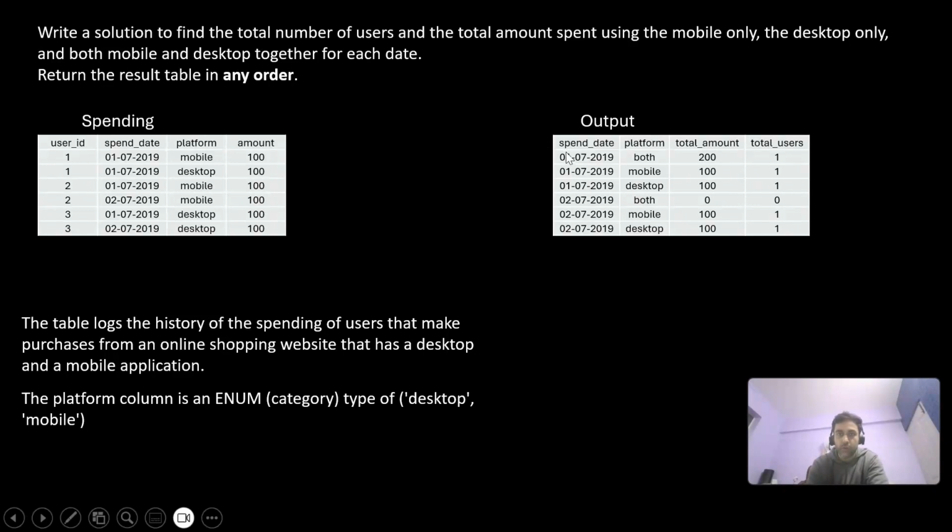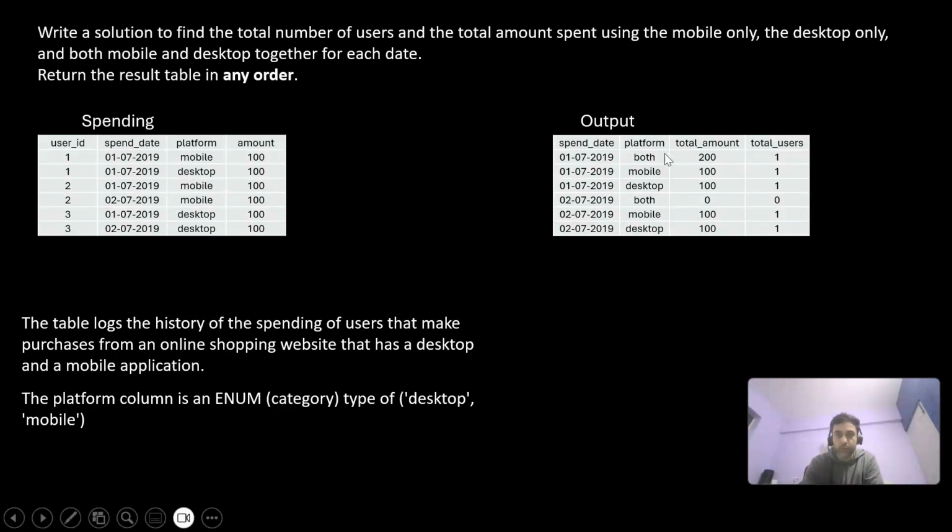This is the sample output, if you can see. We have the spend date, and on this spend date, the total amount and total users for both mobile and desktop, then the total amount and total users for just mobile, and again the total amount and total users for just desktop for this particular date. So in our output, for every date present in the original spending table, we will have three rows: one for both platforms, one for only mobile, and one for desktop, and we have to report the total amount and total users.